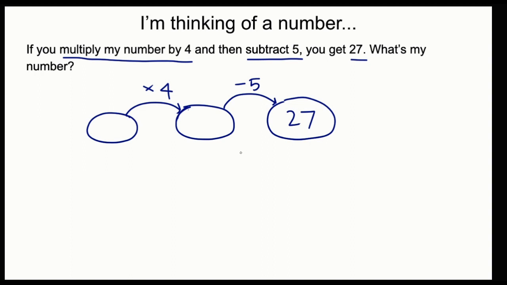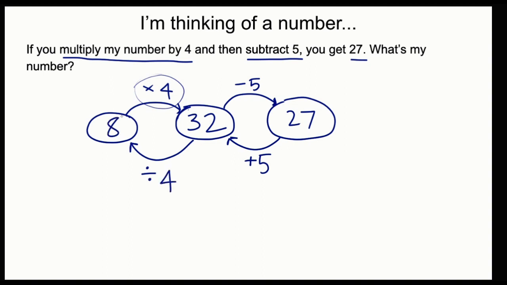Interesting. Here's where inverse operations come in handy. If I know that the end result is 27, and I know that I subtracted 5 as that last step to get there, to go backwards, I'm going to add 5. So this middle number is going to be 32, because that number minus 5 gave me 27. Now I'm going to take that extra step to get back to the beginning, and I'm going to do the inverse of multiplying by 4. So 32 divided by 4, because that's the inverse, will give me 8.